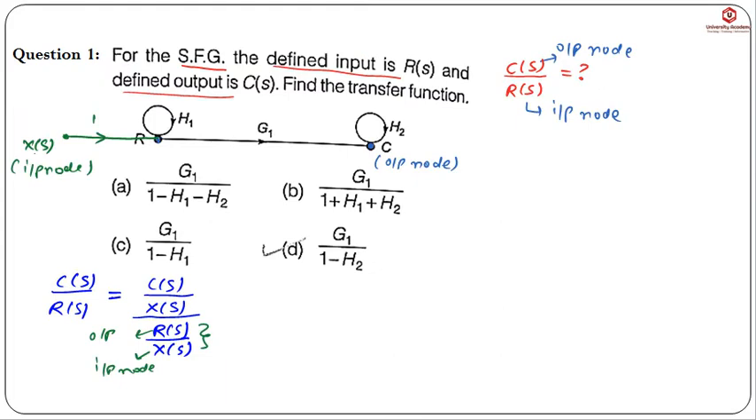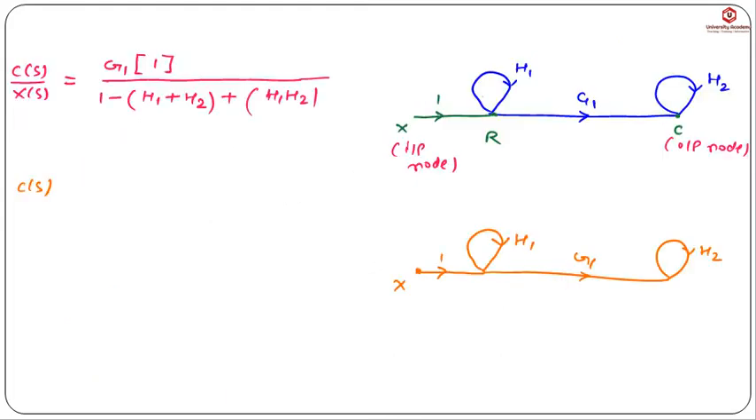Okay, let me check. We have to calculate r of s by x of s. Here r of s should behave as the output node, and x of s should be the input node. Similarly, we have seen that c of s is the output and x of s is the input node. So this is r, and this is c.